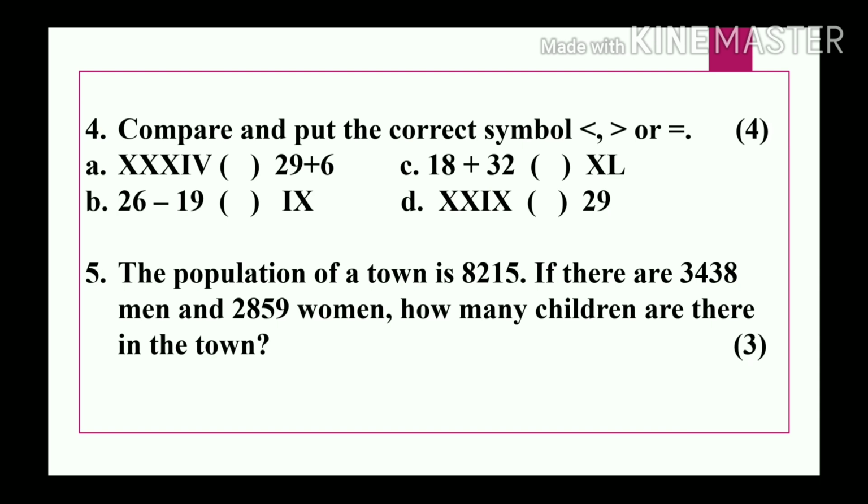So next question is question number 5, which is: the population of a town is 8215. If there are 3438 men and 2859 women, how many children are there in the town? And this question is of 3 marks.